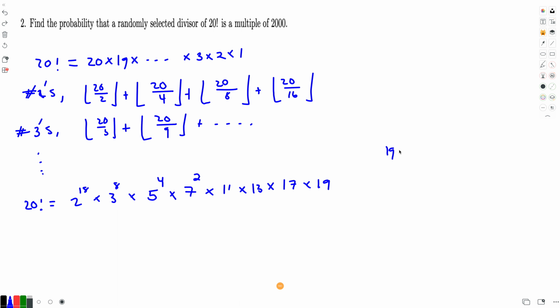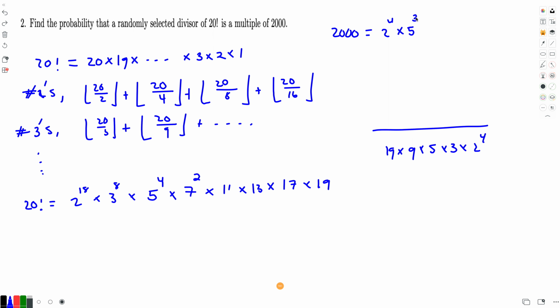Just add 1 to each of these. And then this is 2, 2, 2, 2. I'll just write that as 2 to the 4th power. And then in the numerator, this is where the real problem is. We want to find the number of divisors that are a multiple of 2000. So of course, it's helpful to prime factorize 2000. 2000 is 1000 times 2, and 1000 is 5 cubed times 2 cubed. So this is going to be 2 to the 4th times 5 cubed.